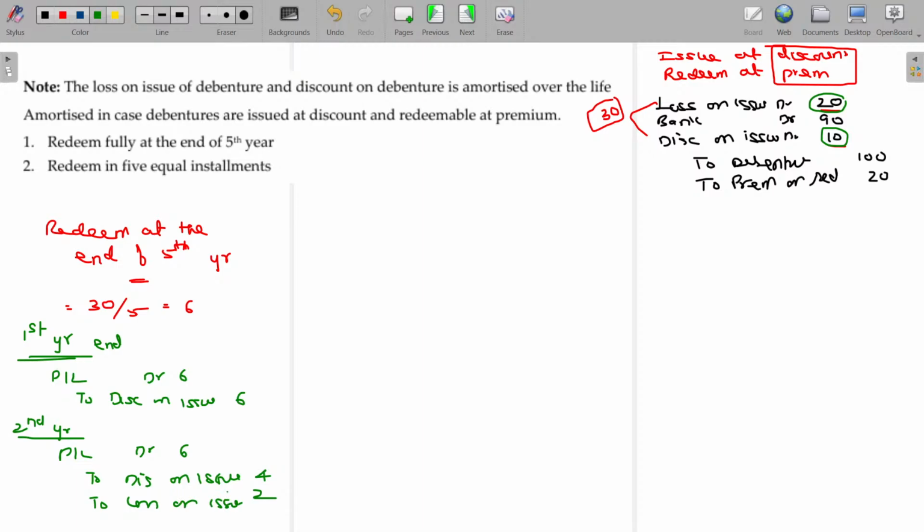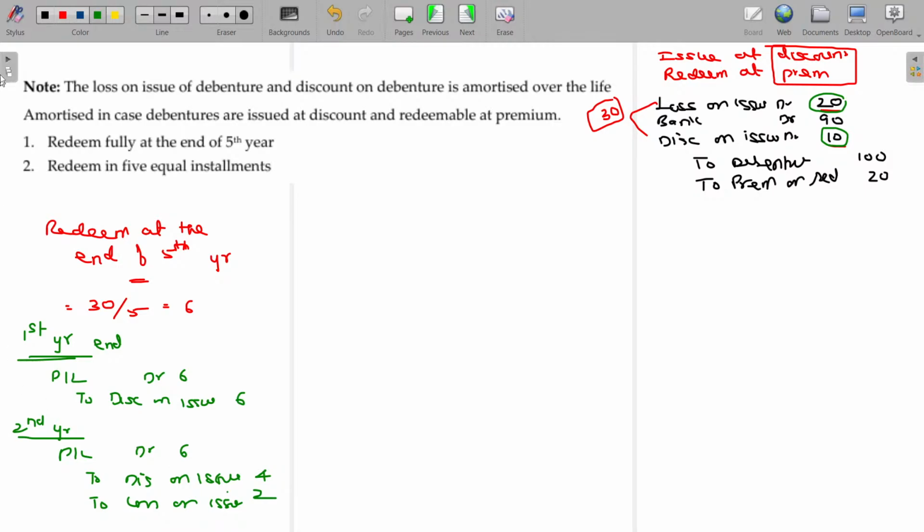Second year. Third year, P&L account debit to loss on issue 6 rupees. Fourth year, P&L account debit to loss on issue. Fifth year, P&L account debit to loss on issue. Ultimately, the entire 30 rupees should be amortized over the 5 years period, the life of the debenture. Clear?